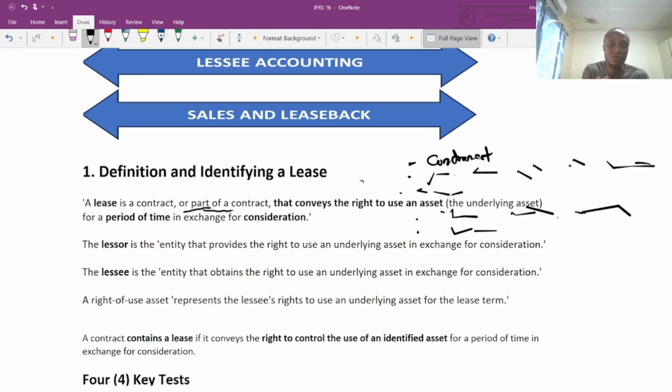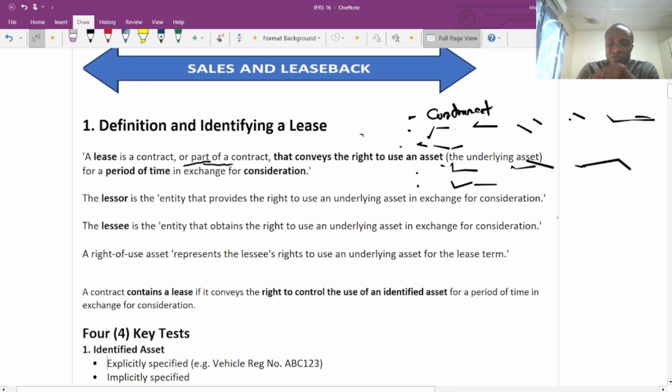So the individual that will receive the right to use this specific type of asset, we refer to that person or entity as the lessee. Very important concept and very important distinction that you need to know for the examination. A right of use asset represents the lessee's right to use the underlying specific asset for a given period of time. Very clear.